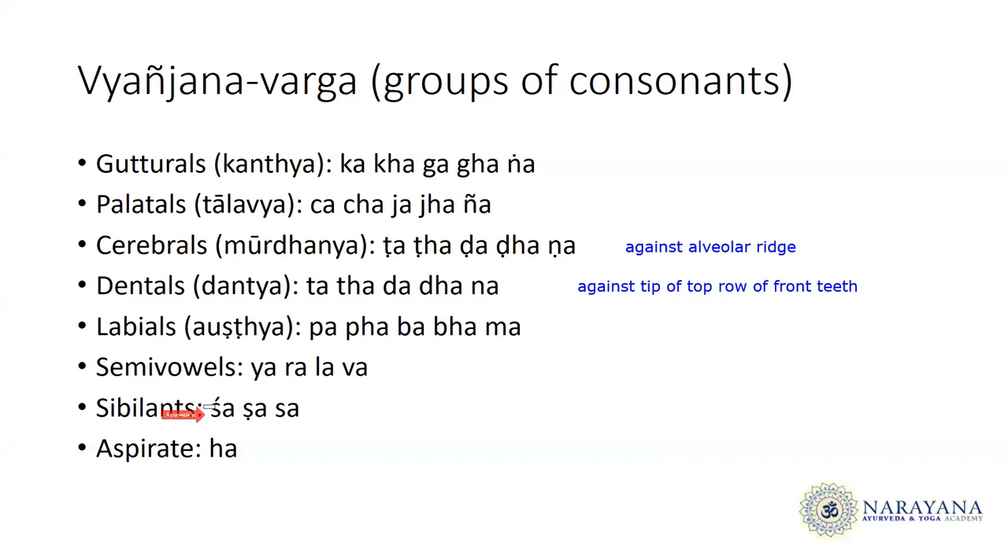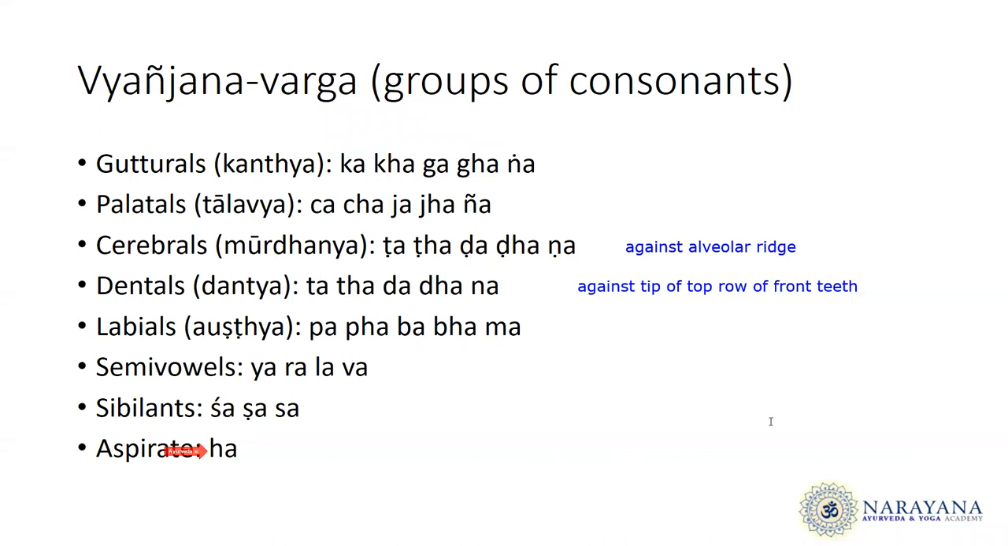This sha is actually halfway in between sha and sa. So sha sa sha sa sha sha sha. It's halfway in between. So the first one is halfway between sha and sa. The second one, sha, is like a familiar sha sound, like she sells. And then sa is like the S in snake. Very simple. Aspirate, ha. Very easy. Ha, ha, ha, ha, ha.